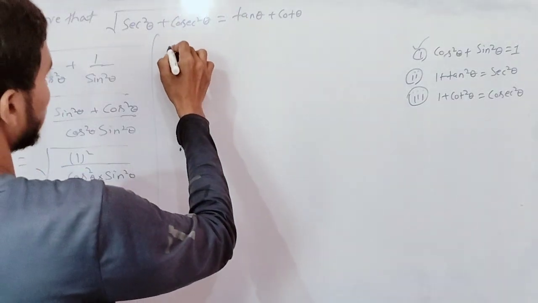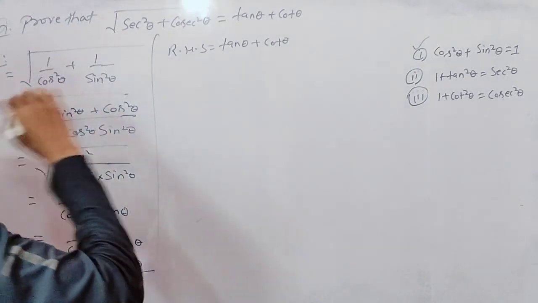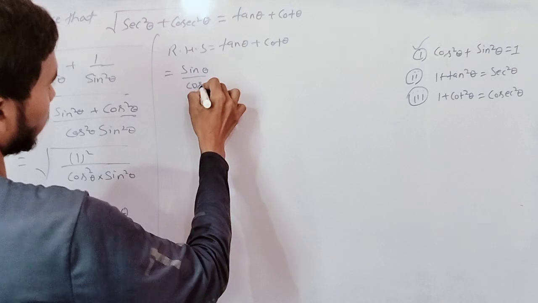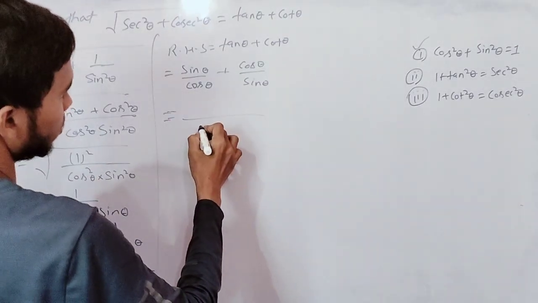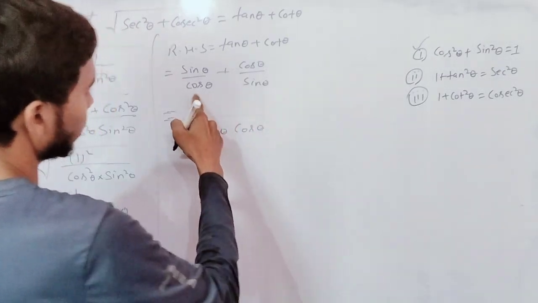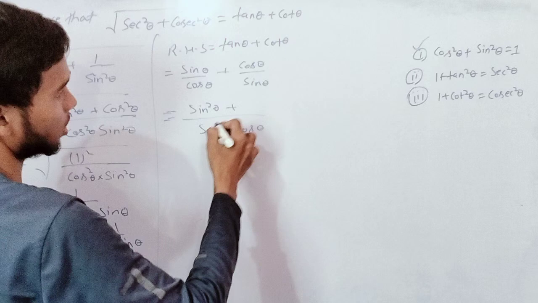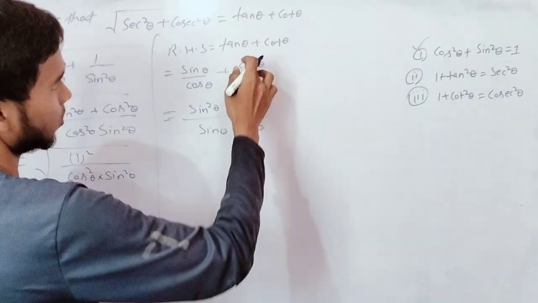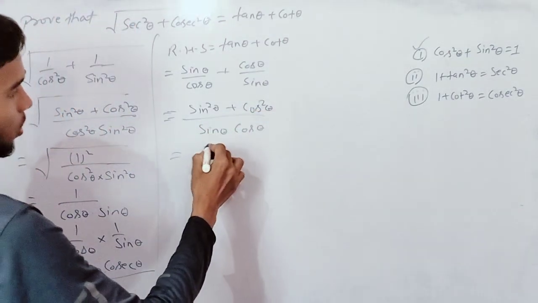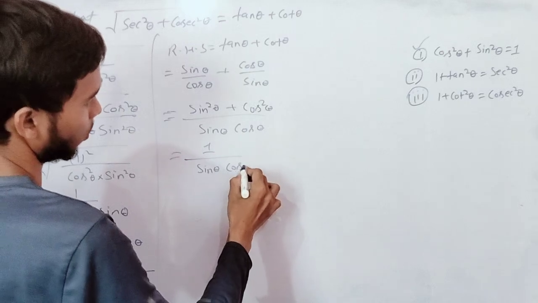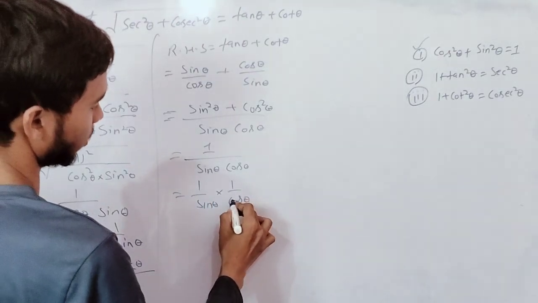Now this RHS, tan theta plus cot theta. As you know, sin theta upon cos theta plus cos theta upon sin theta. We can take the LCM, so sin theta cos theta. Here this is the same. We will multiply this by this: sin square theta plus cos square theta. Clear? As we know, this is equal to 1 upon sin theta into cos theta. We can write it like that: sin theta into 1 upon cos theta.